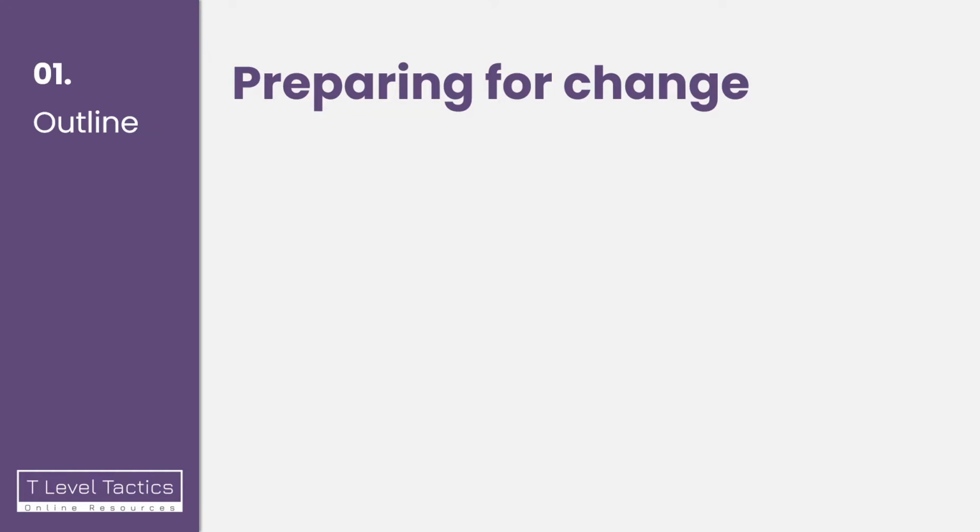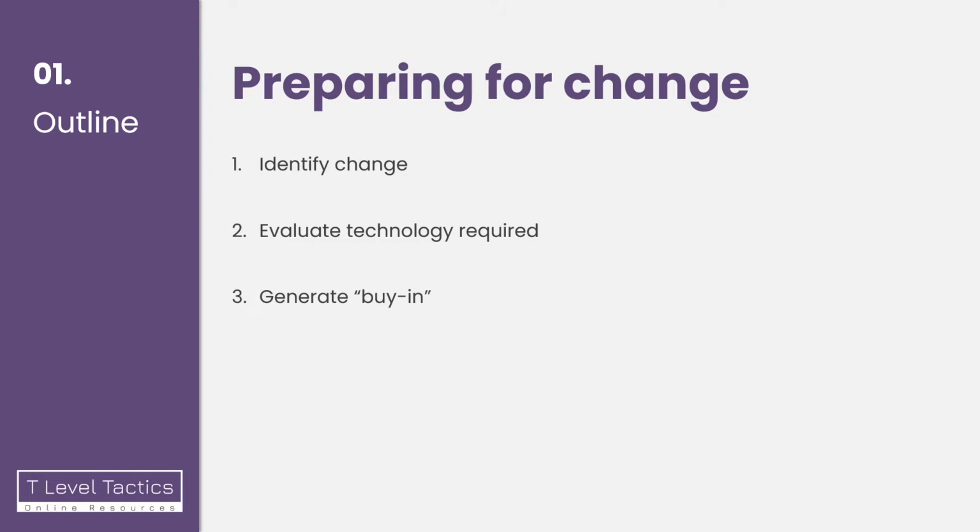Here are those core steps. First of all, we should identify where a change is required and what kind of change is required. Secondly, we should evaluate what technology might be required to implement this change. Third, generate buy-in. We'll look at that in a bit more detail in a moment. Fourth, plan mitigations. And fifth, creating a rationale in order to highlight the benefits of that change. We're going to go through each of these 5 stages in turn to look in detail at what it's all about.